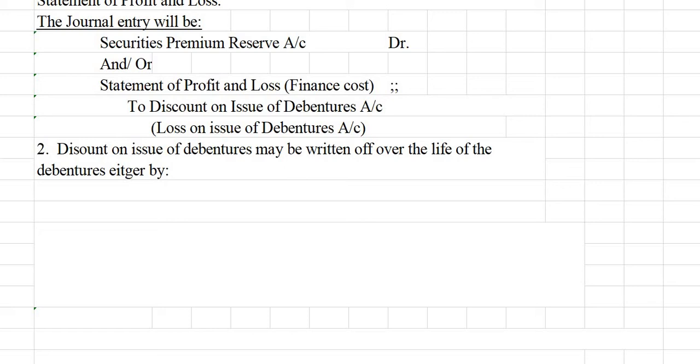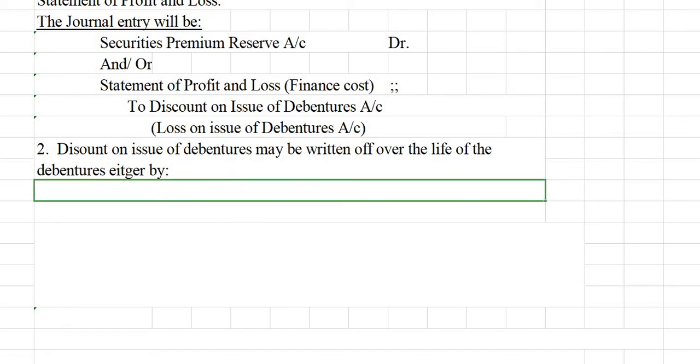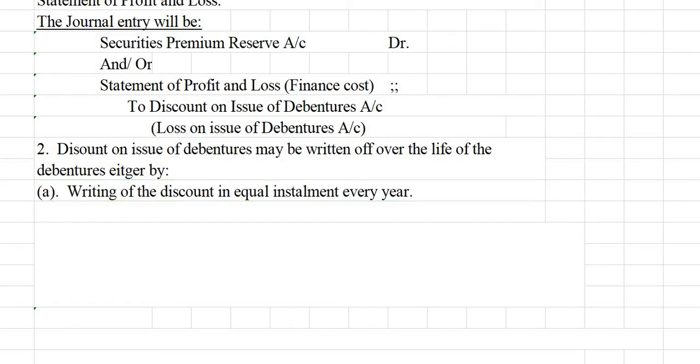If the debenture has a lifetime of 10 years, that is, the maturity period of the debenture is 10 years, it can be written off during these 10 years in installments. So there are two options. The first one is writing off the discount in equal installments.